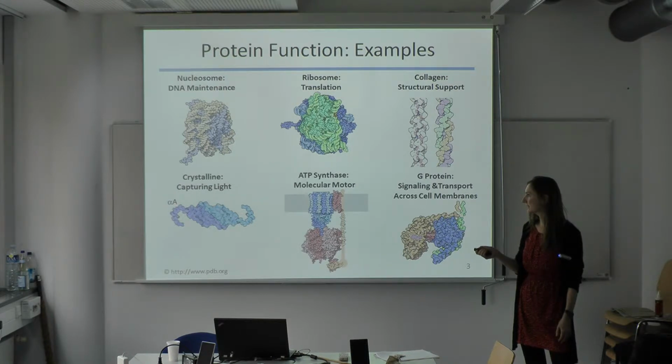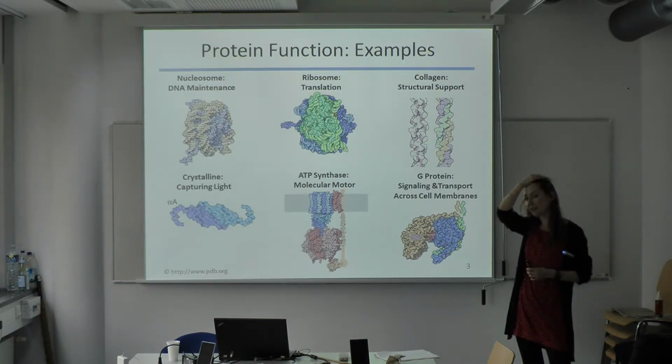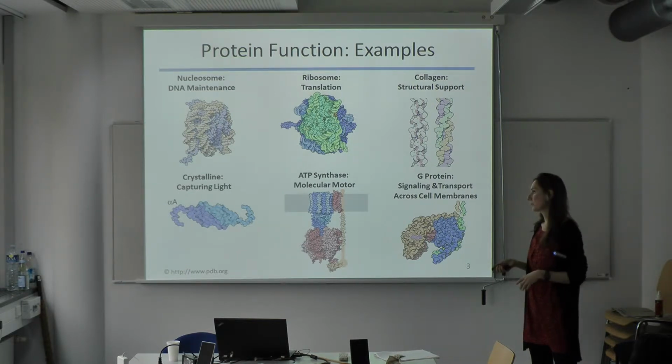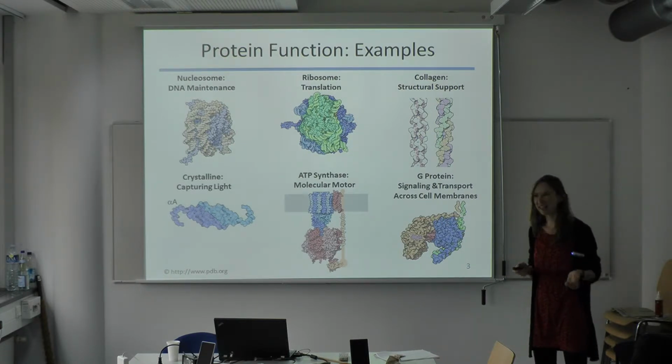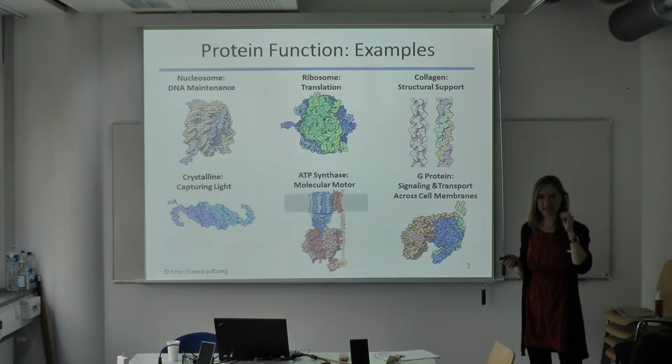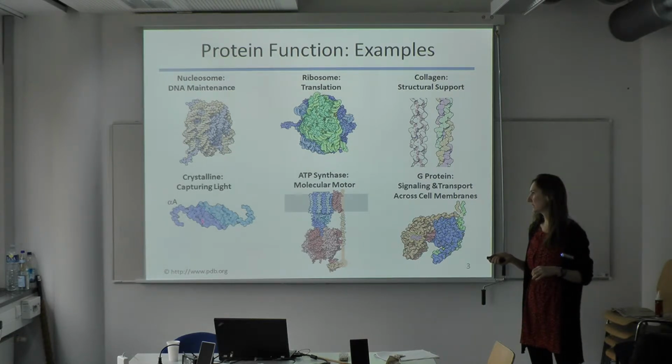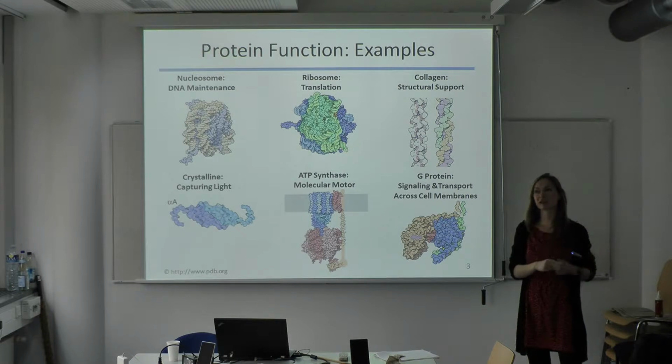Crystallin. This protein we can find in our eyes. It captures the light and it allows us to see. And interestingly enough, when we are developing at very, very early stages of our life, the cells in our eyes, the lenses, get filled with these proteins, and then these proteins stay for the rest of our life in our eyes.